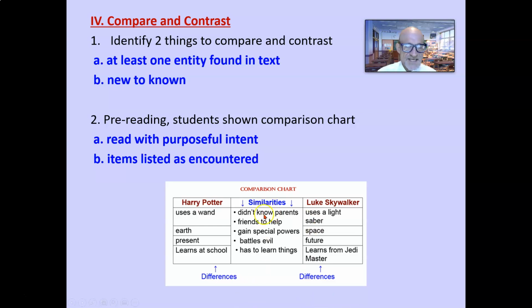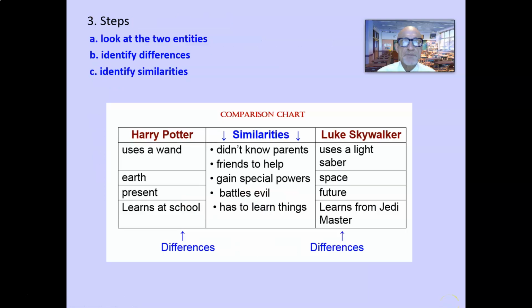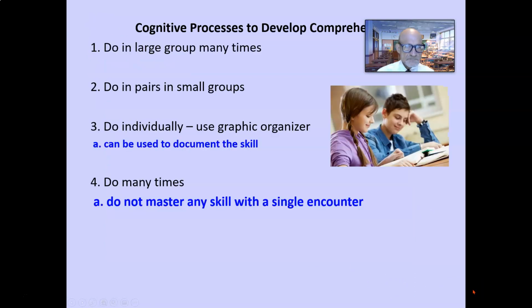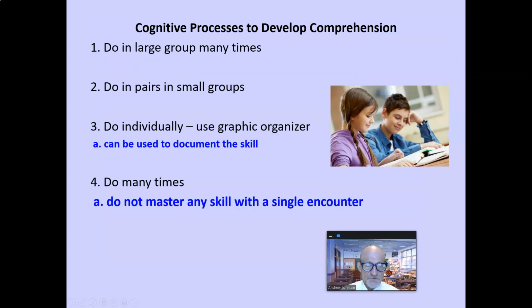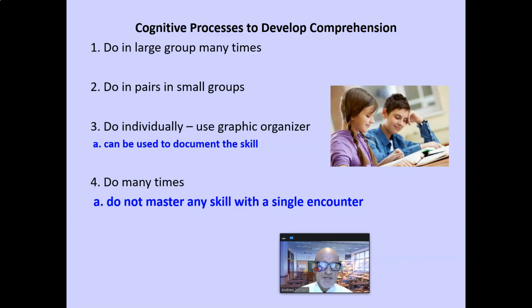They're reading with purposeful intent. They list the similarities as they are encountered and the differences as they are encountered. And again, they are reading with purposeful intent. Look at the entities, identify the differences, identify the similarities. Some general ideas then to leave you with. You want to do these in large group many times with middle school and high school. You don't need to do it as many times in large group, but elementary we would do it in large group many times. In pairs and small groups, and then individually. And use the graphic organizer to document the skill.